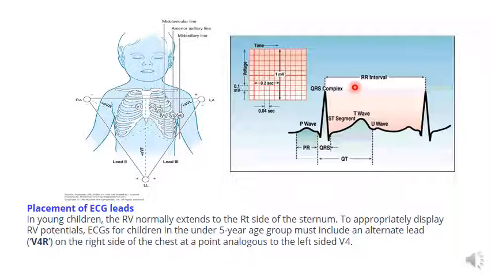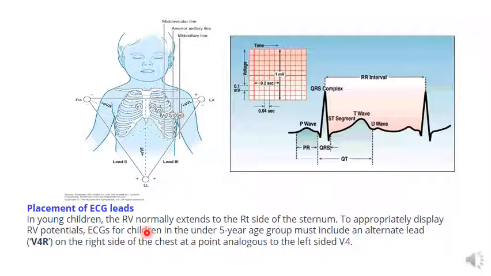So each small square indicates 0.04 second, while the large square, which consists of five small squares, has a duration of 0.2 second. So when you read an ECG, you have to check the voltage of the paper used for the ECG. Here, don't forget to check the midclavicular line, V4, at the site of the nipple, here the anterior axillary line, and this the mid-axillary line when you use the standard chest leads.